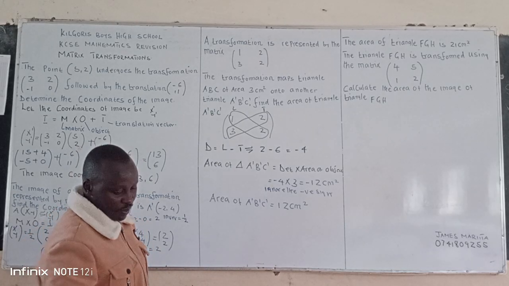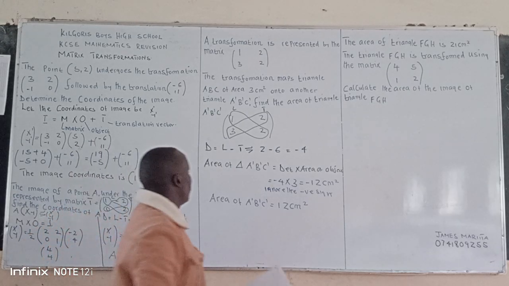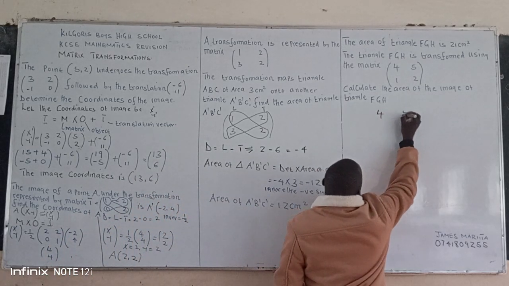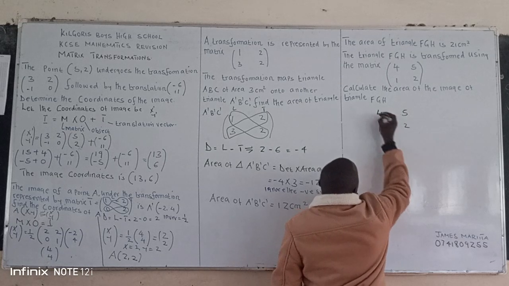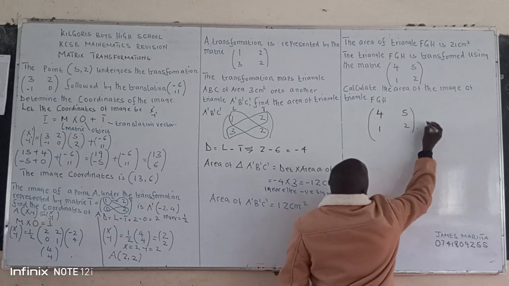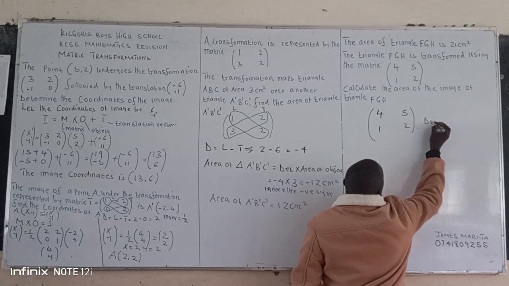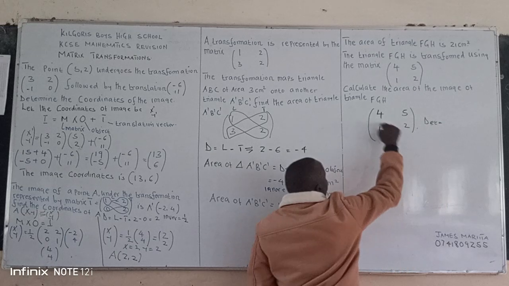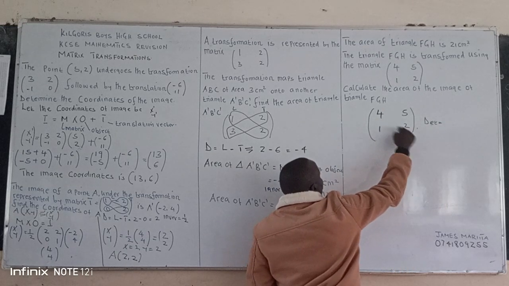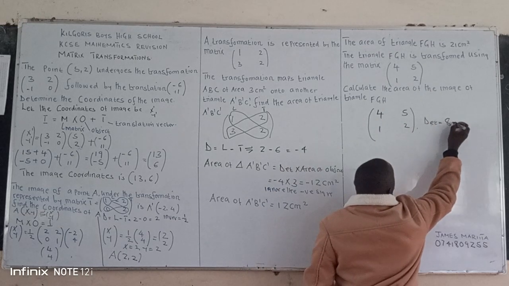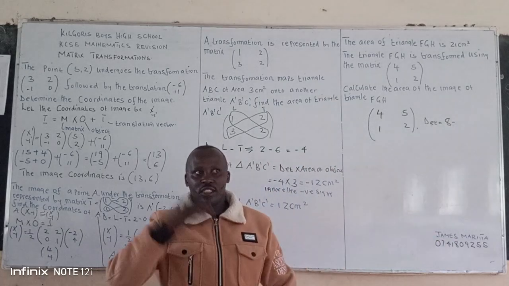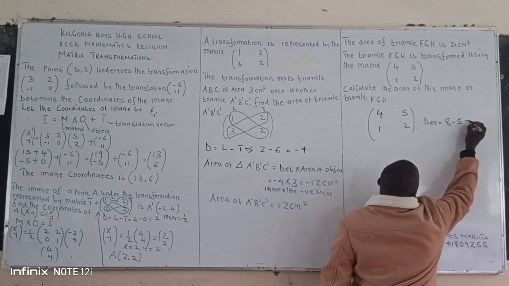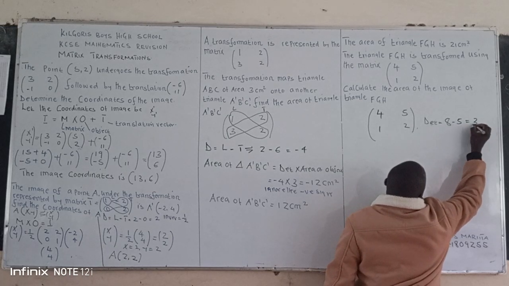So the first step is to get the determinant. Here we have 4, 5, 1, and 2. The determinant is the product of the leading diagonal, 4 times 2, which is 8, minus the product of the trailing diagonal, which is 1 times 5, that is 5. That will give us 3.